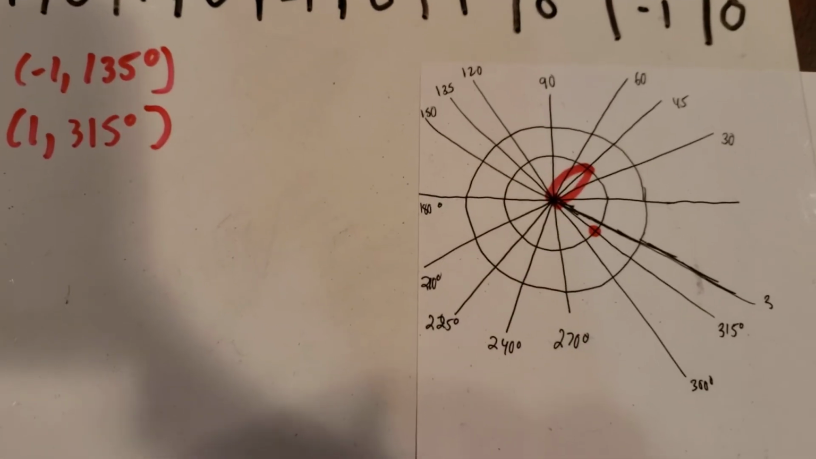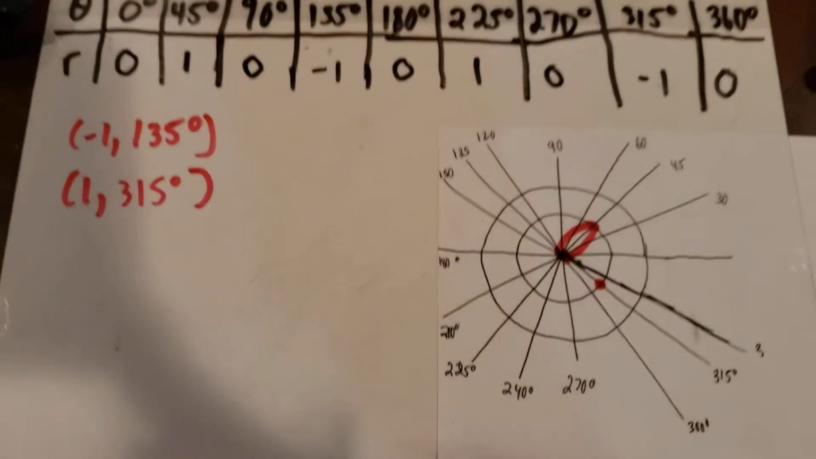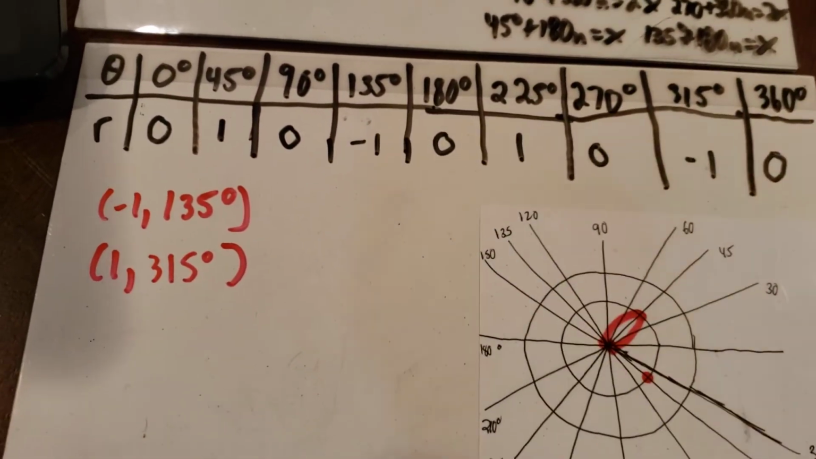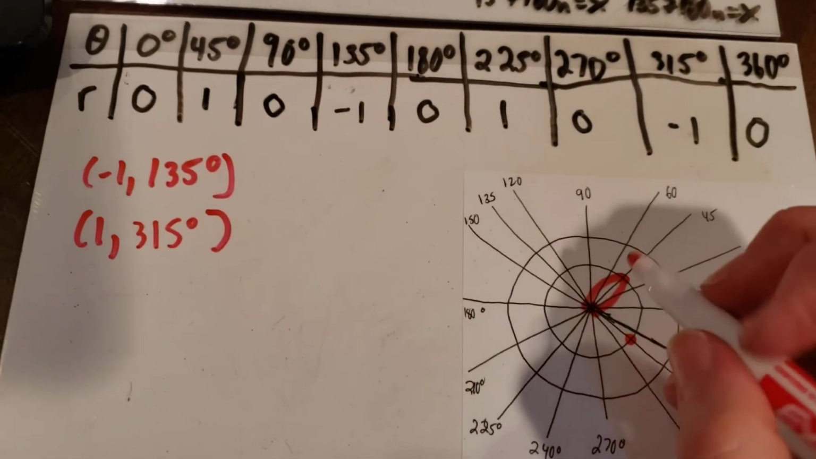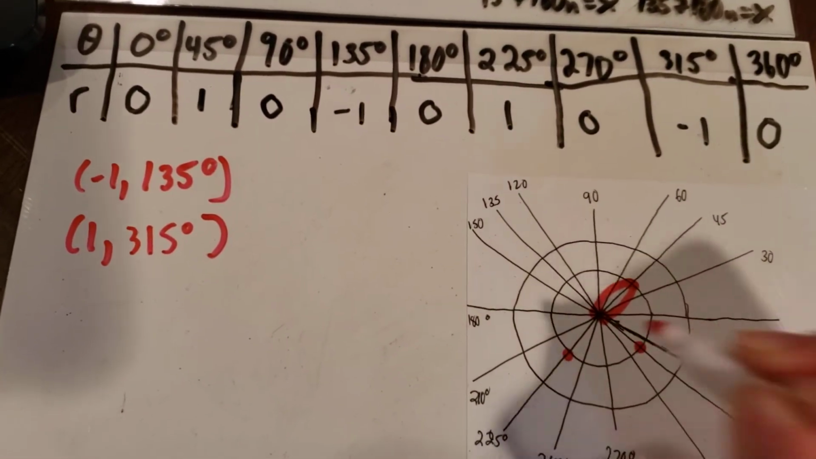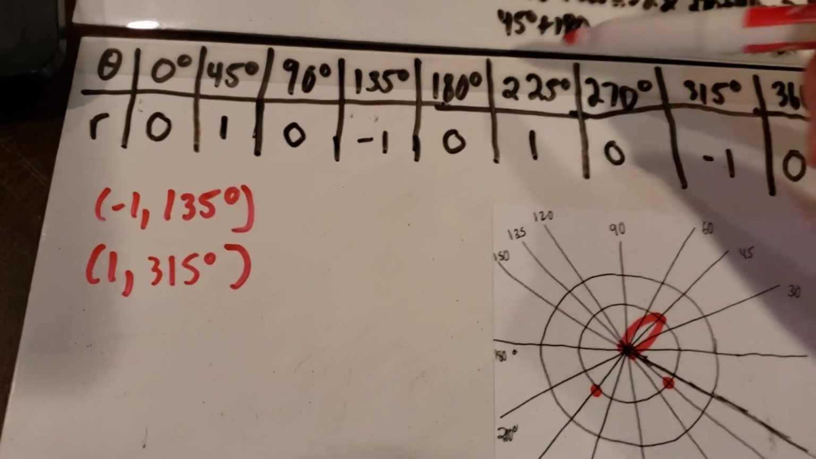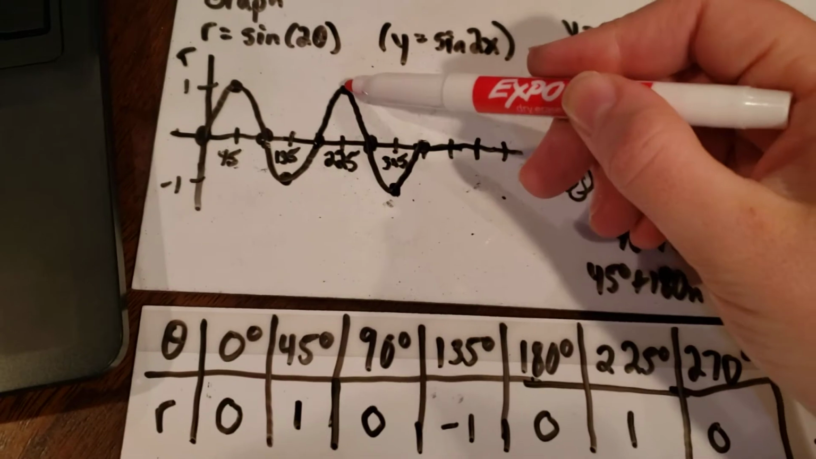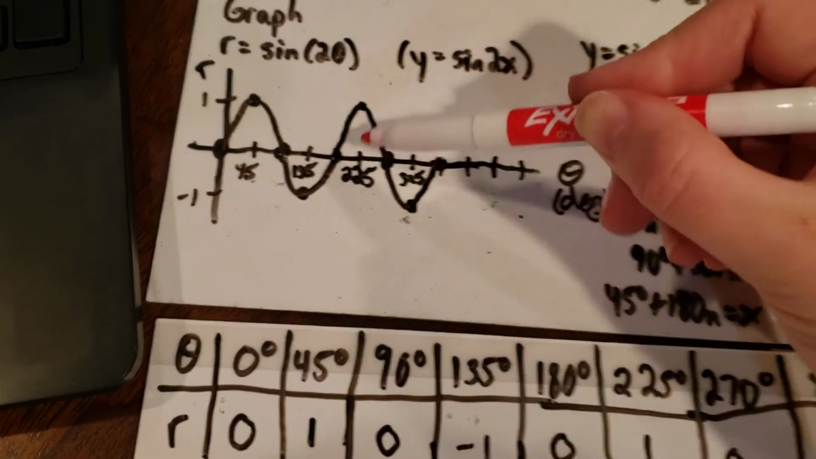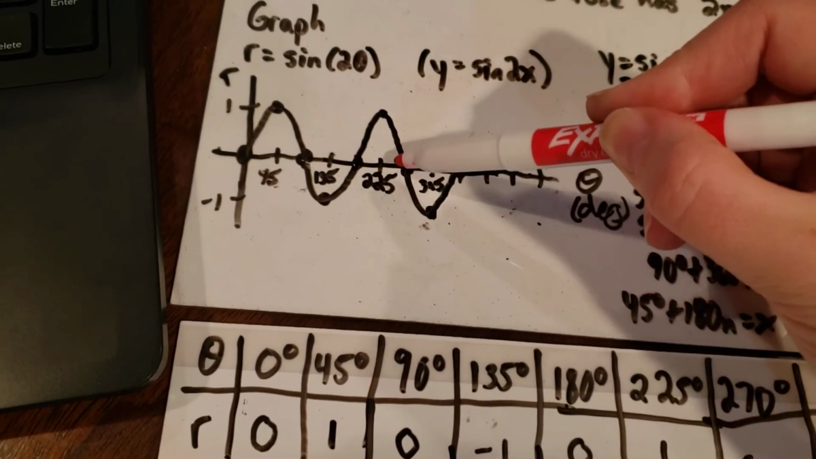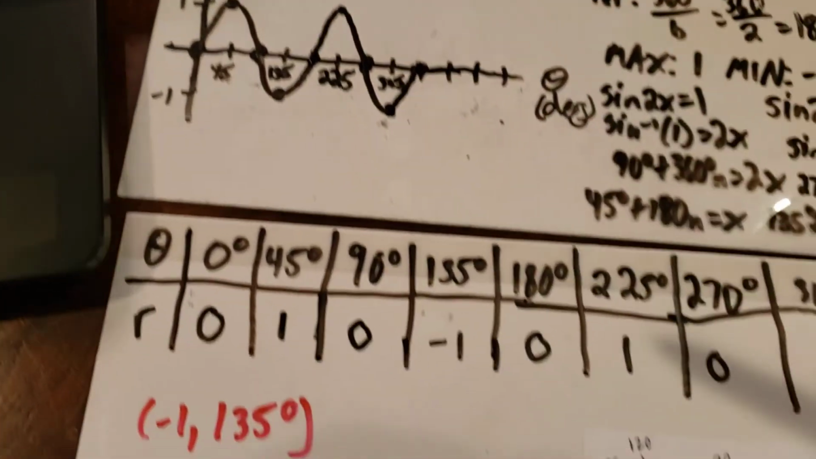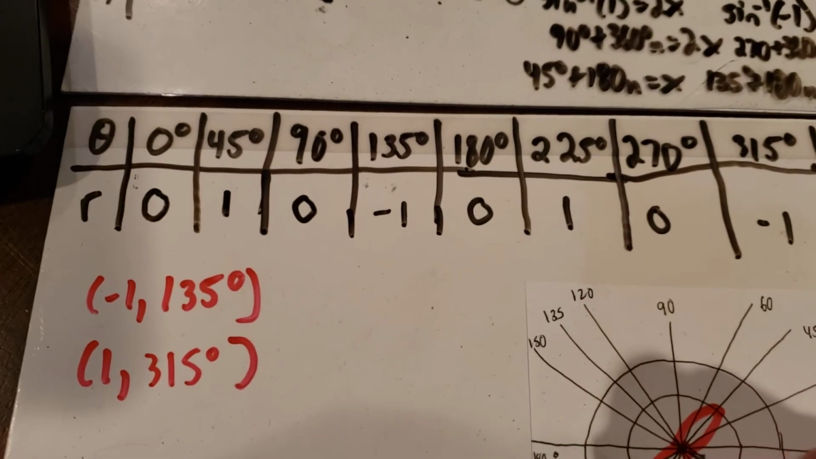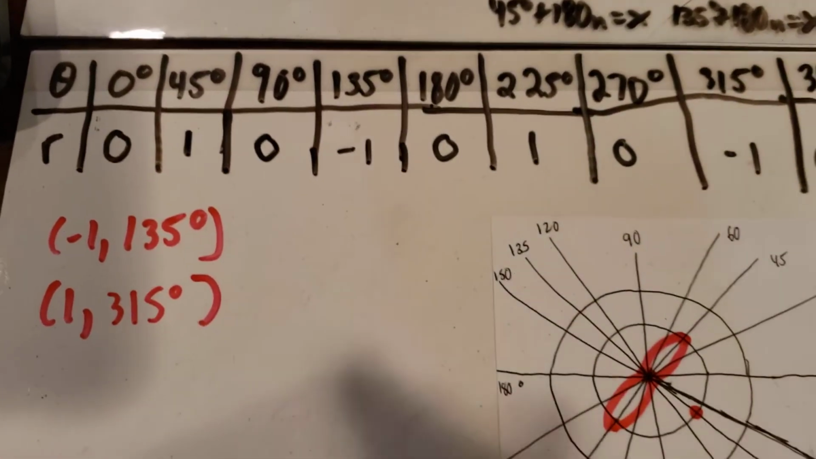So let's see what we got next. 180 degrees is 0. So when I'm at 180 degrees, I'm at 0. When I'm at 225 degrees, I'm at 1. Now, let's look. 180 to 225. What's happening there? So here's 180. Here's 225. r is growing to 1. And then to 270, it's going back down to 0. And look, at 270, it's at 0. So it's going up to 1, and then it's coming back down to 0.